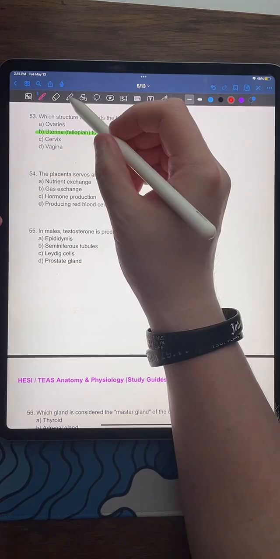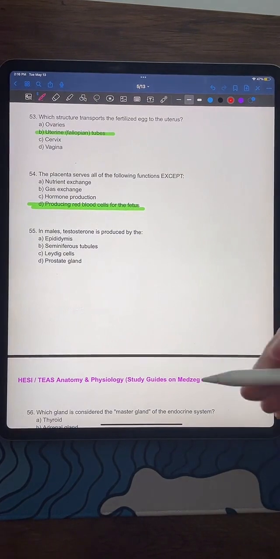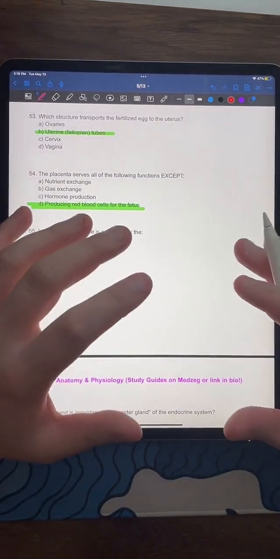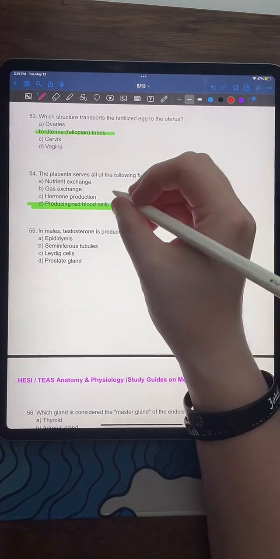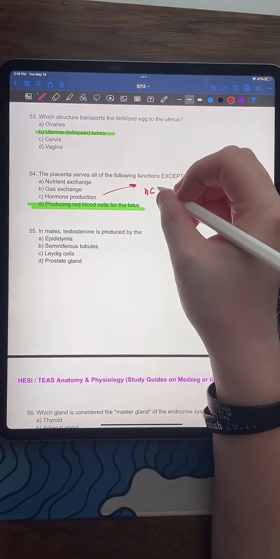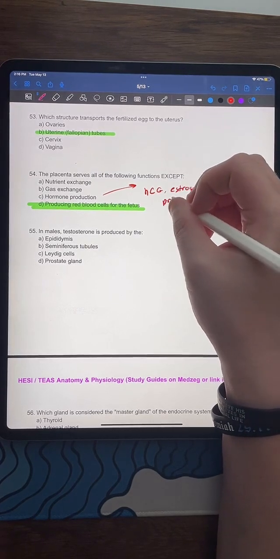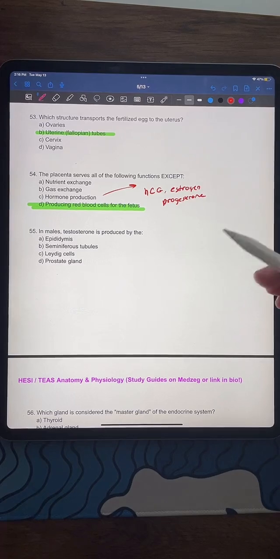54, the answer is D. It is producing red blood cells for the fetus. So the placenta does not produce the red blood cells for the fetus. Instead, the fetal liver and bone marrow will produce them. Nutrient exchange, the placenta will exchange nutrients between the mother and the fetus. Gas exchange, the placenta does facilitate that oxygen to carbon dioxide exchange. And hormone production, the placenta produces hormones. Some of them are like HCG, estrogen, and progesterone. Basically, these are going to help maintain pregnancy.